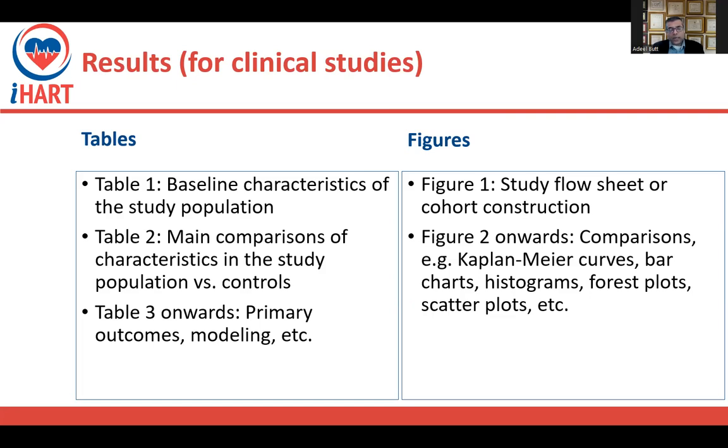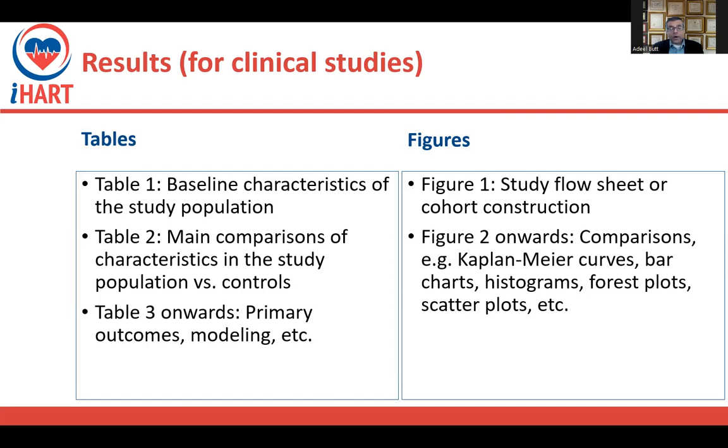So again, generally we follow a logical sequence in both tables and figures. Starting with the tables, the first table is generally baseline characteristics of the study population. If you are comparing two or more study populations, this table should also have a comparison of the baseline characteristics of those groups. Table 2 is generally the main comparison of any subpopulation, or if in table 1 we have not been able to provide the comparison of the two groups, study populations of controls, this is where you can do that.